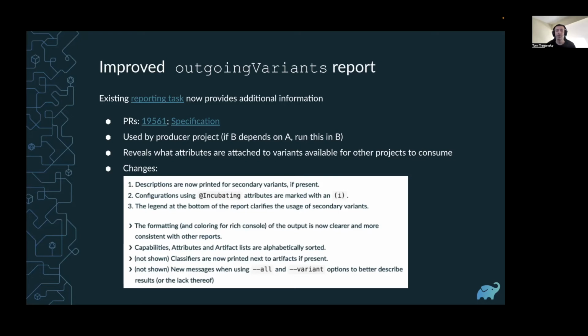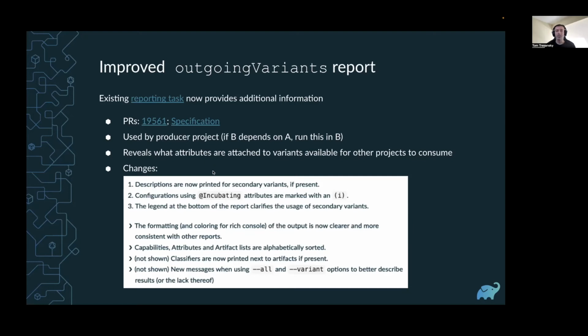The output is now sorted, so it's easy to find stuff. The classifiers are now printed if they're available. There were existing flags for all and for printing just a certain variant, and we changed the behavior of those to be a little clearer.